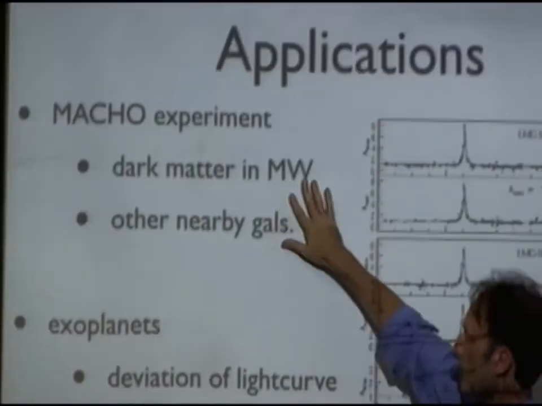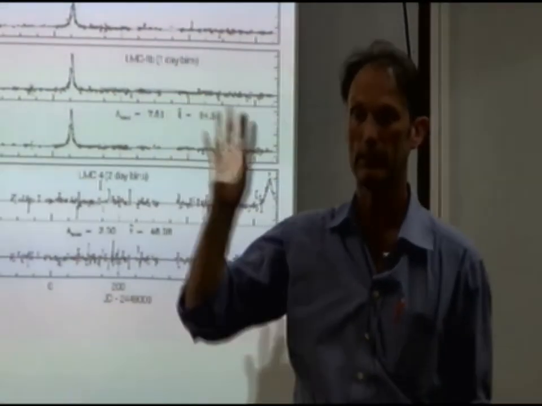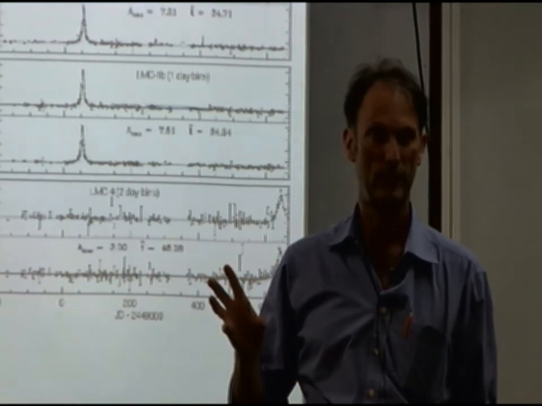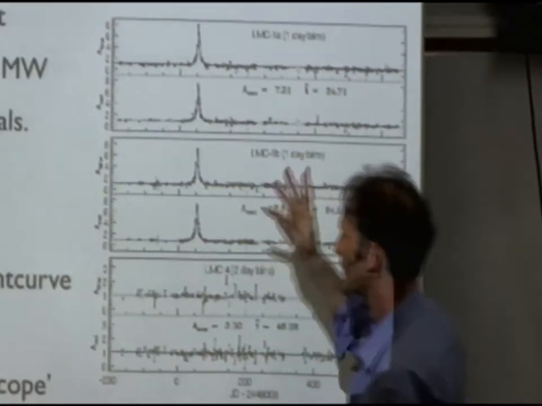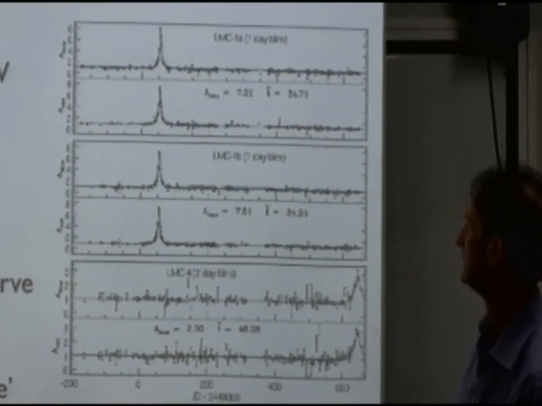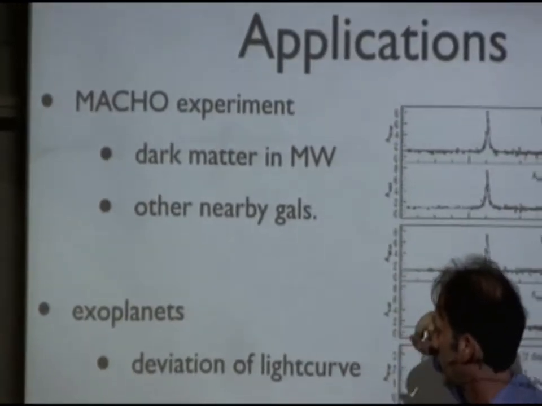You can also do this experiment looking at other nearby galaxies. For example, I was involved in an experiment looking at the Andromeda galaxy, which we can see from Leiden, and maybe, I guess, you can see from here too. But that's nevertheless a northern hemisphere galaxy. So I'll talk a little bit more about these MACHO experiments in a second.